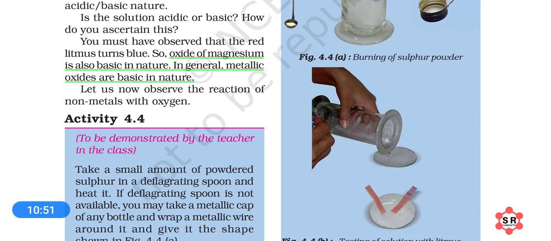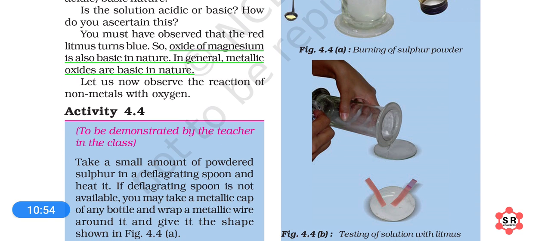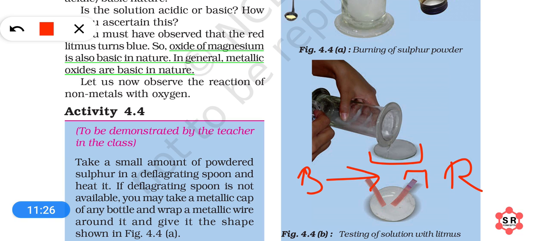After some time, when the solution has been prepared, we will take this solution in a watch glass and test whether it is basic or acidic in nature with the help of blue and red litmus papers. We will see that the blue litmus paper has turned red, meaning the solution turns blue litmus to red. So this shows that the solution is acidic in nature.